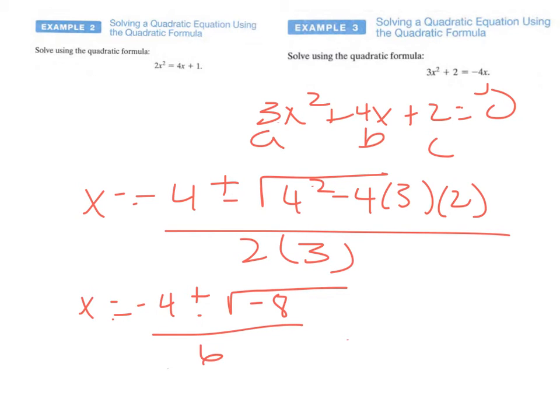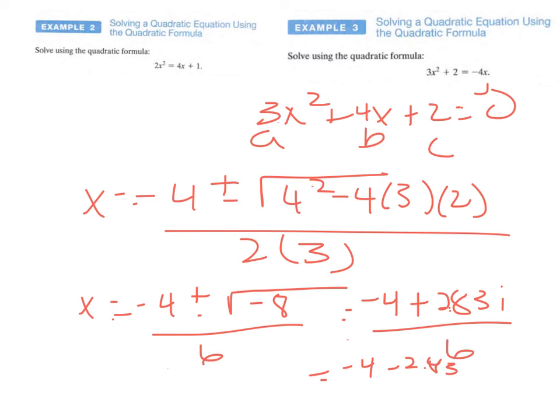Keeping in mind, now we have a negative in the radical sign, so this is going to be negative 4 plus, and when I do the decimal, I'm going to get 2.83i over 6, and then I'm going to have a negative 4 minus 2.83i over 6. We can't do anything more on our calculator, so there's our two answers.